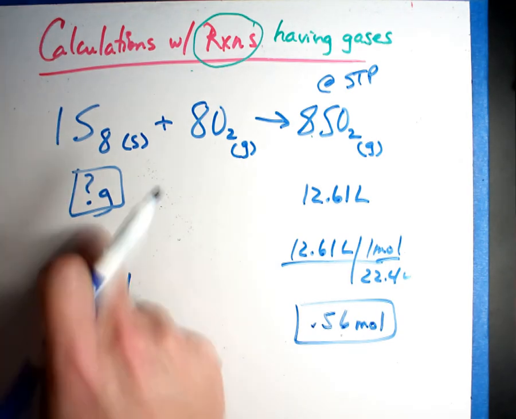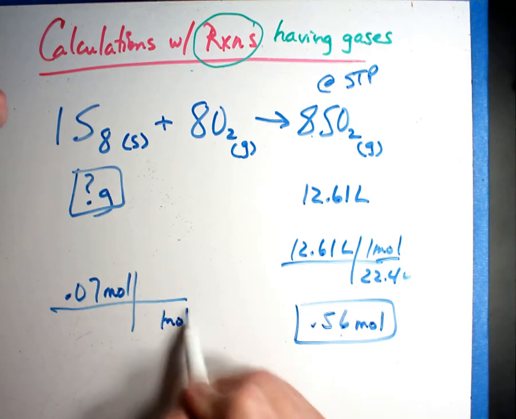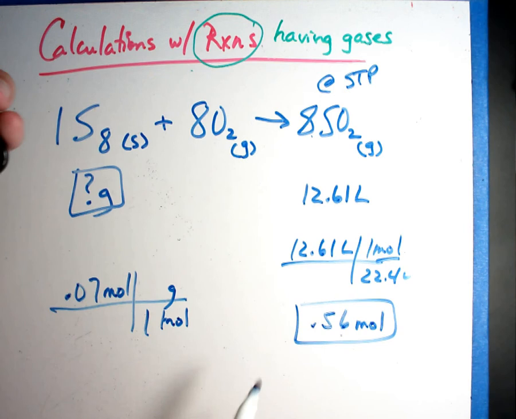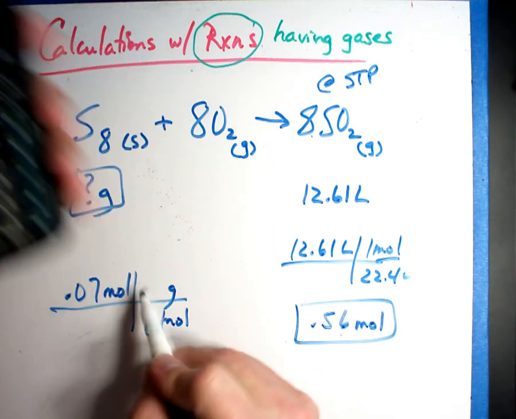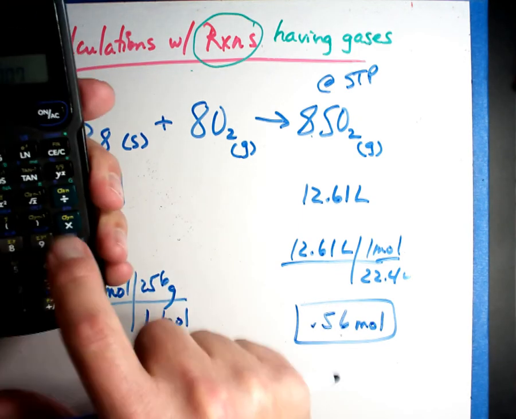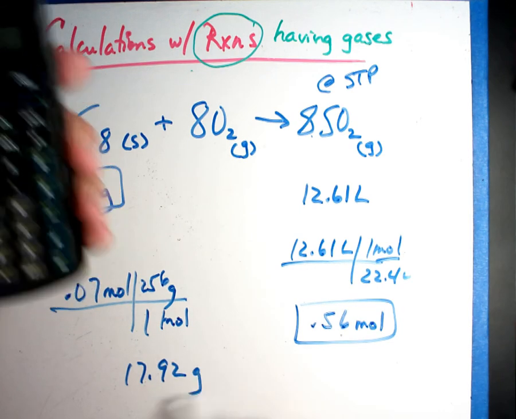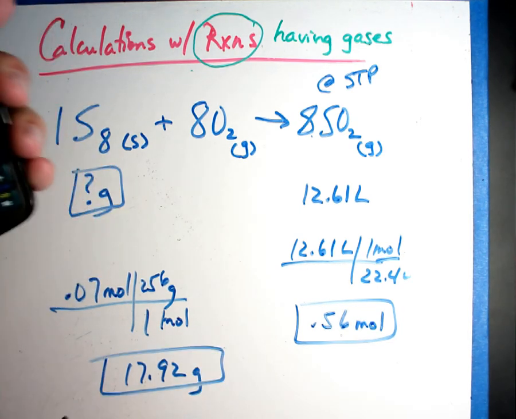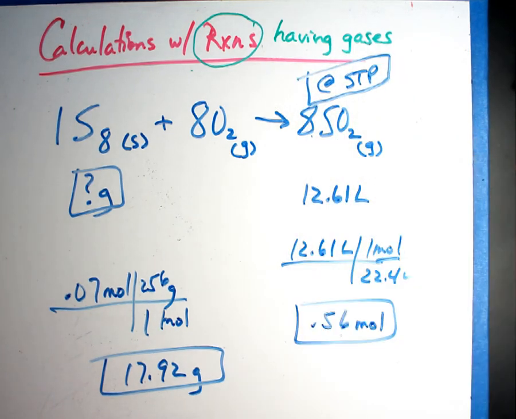They want grams, so I'm going to take 1 mole, grams. Well, sulfur is 32, so 32 times 8 is 256. So 0.07 times 256 is 17.92 grams. How could I do that? Because of this fact right there, 22.4 liters.